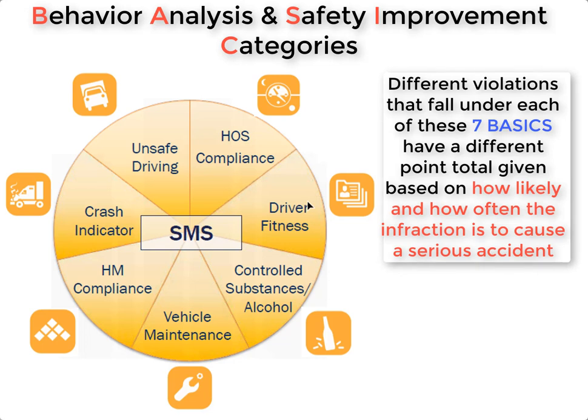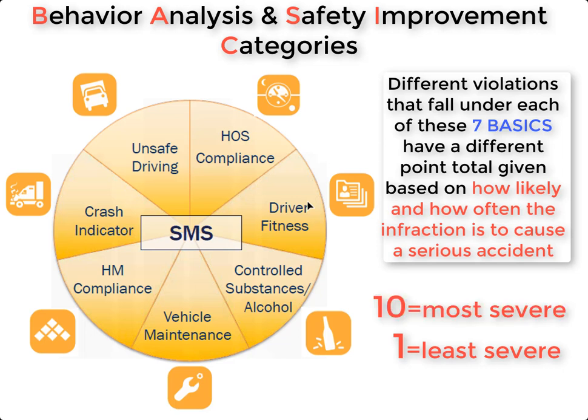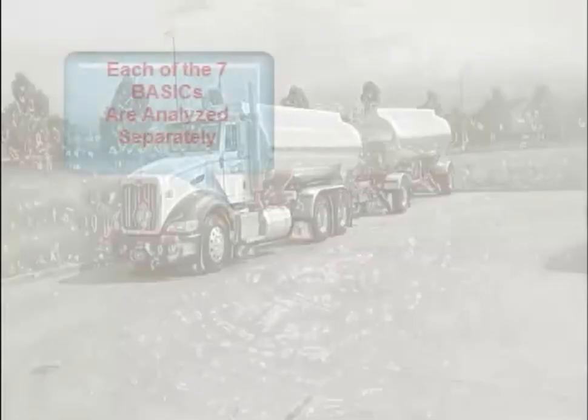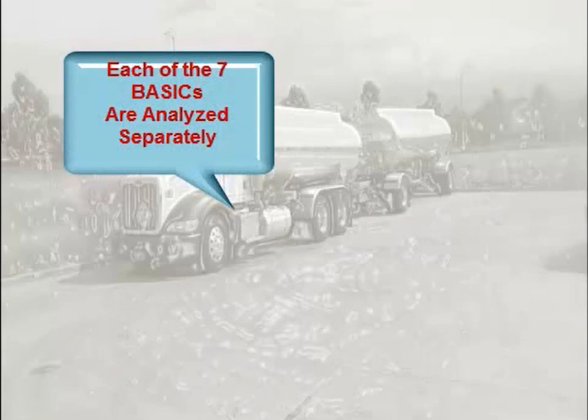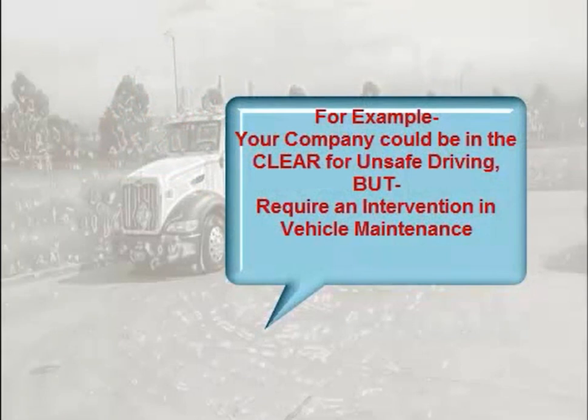Different violations that fall under each of these 7 BASICs have a different point total given based on how likely and how often the given infraction is to cause a serious accident, with 1 being the least severe and 10 being the most severe. It's important to understand that each of the 7 BASICs are analyzed separately, meaning that points assigned for violations are only for the specific category it falls under, and your company does not have an overall score, just a score for each BASIC. In other words, you could be in the clear for unsafe driving, but still need intervention in vehicle maintenance.